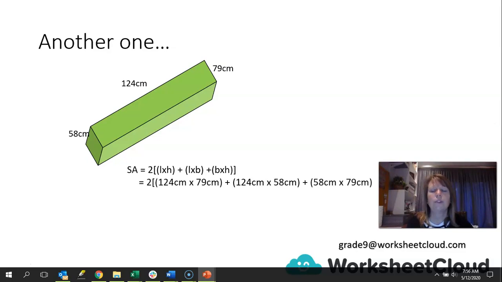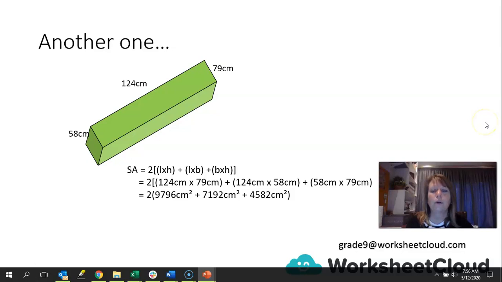Right, so we've got 124 centimeters times 79 centimeters. We've got 124 centimeters times 58 centimeters, and then 58 centimeters times 79 centimeters. Okay, you end up with 9,796 centimeters squared plus 7,192 centimeters squared plus 4,582 centimeters squared. Okay, because you've calculated each of those. Those are very big numbers, but it doesn't matter. And remember, it is centimeters. Okay, so this one actually converts to just over a meter.